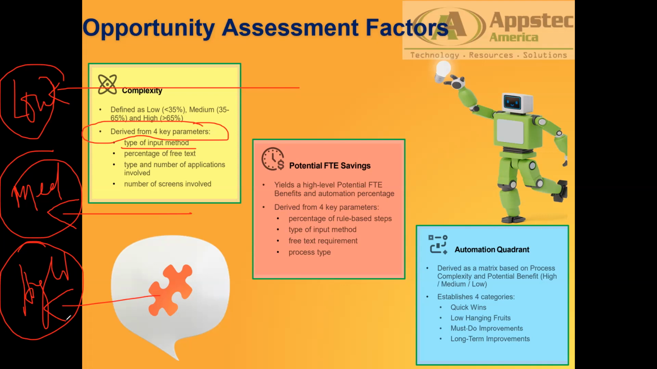One is input method, that is how I'm sending the input, sorry, the data to the robot. Second is percentage of free text. How much data is available as free text? Sometimes we need to process some data within the automation where the data is not available as free text.